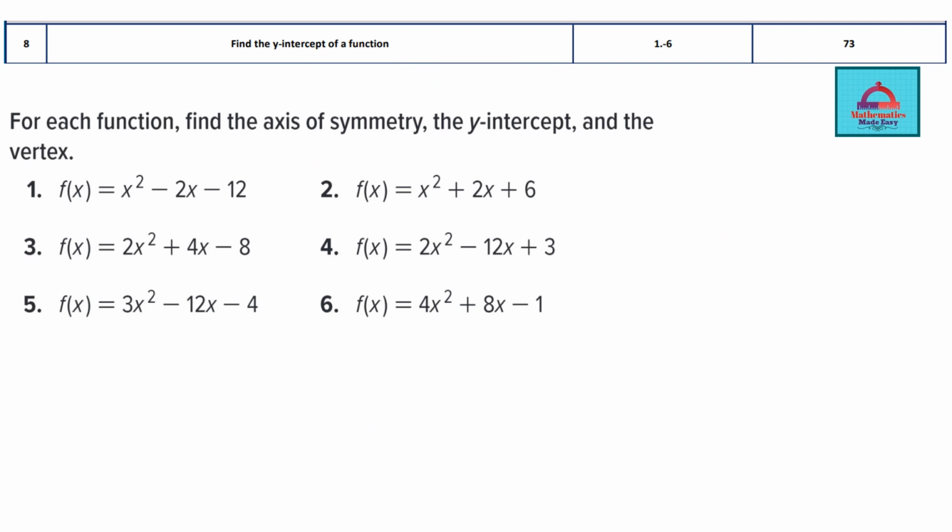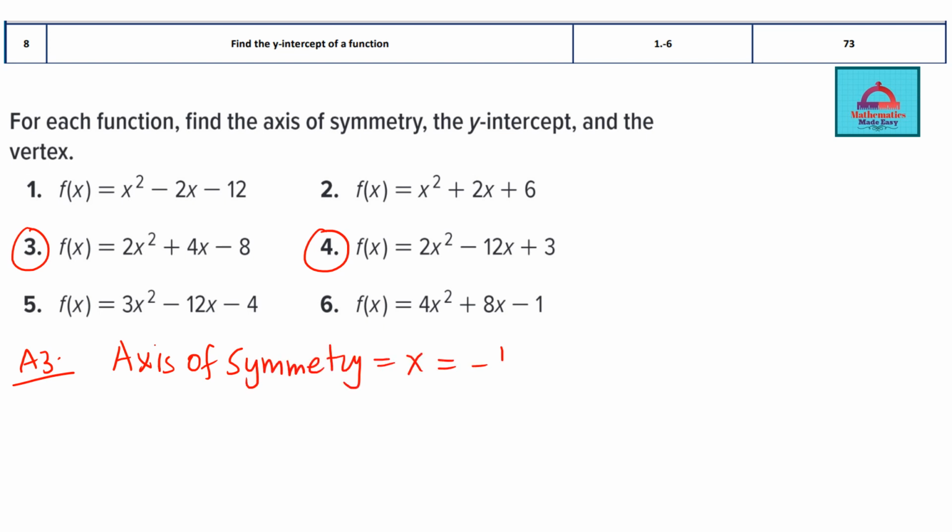Let's now solve question 3 and question 4. I will do 3 here. Again, we use the same formula that we saw. So first we find the axis of symmetry. That is given by the formula x equal to minus b by 2a. Here a is 2, b is 4, and c is minus 8. So let's plug in the values.